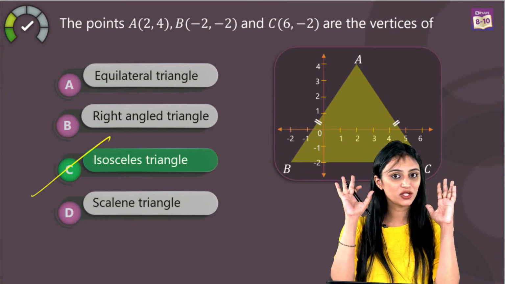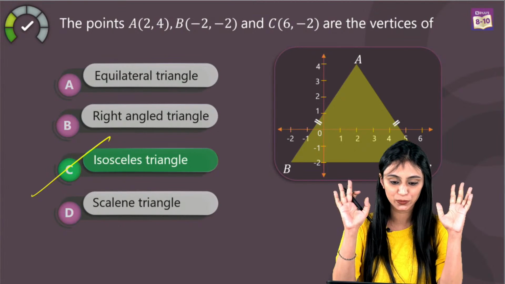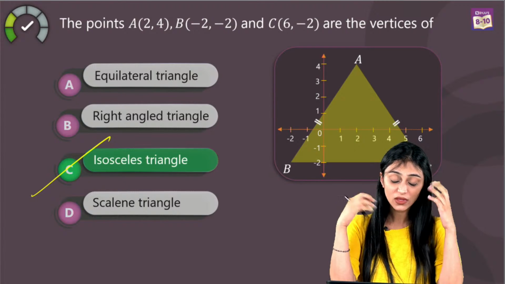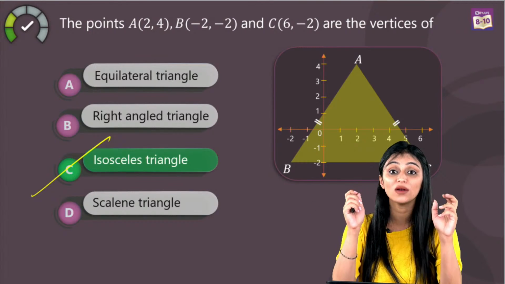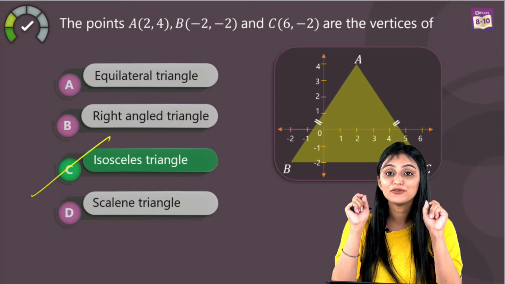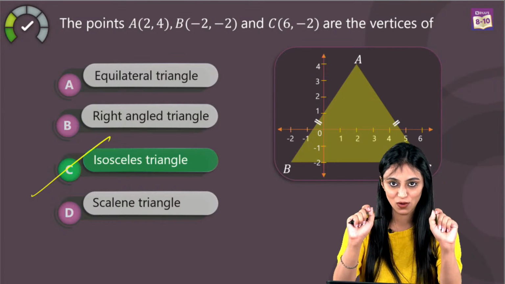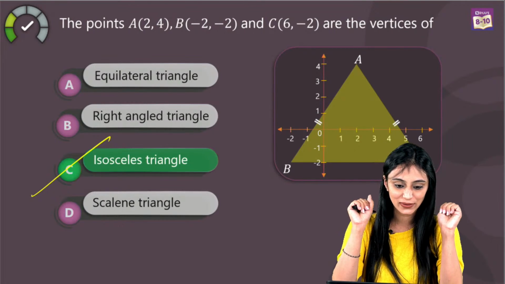Absolutely. So you have understood this question, right? It's clear to you how to find out what type of triangle this is? We always need the side length for that. And for that, we would be applying the distance formula. We will not plot it on a graph, right?